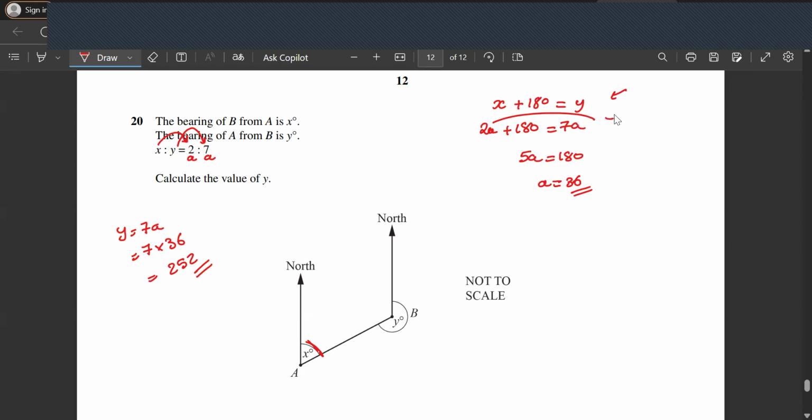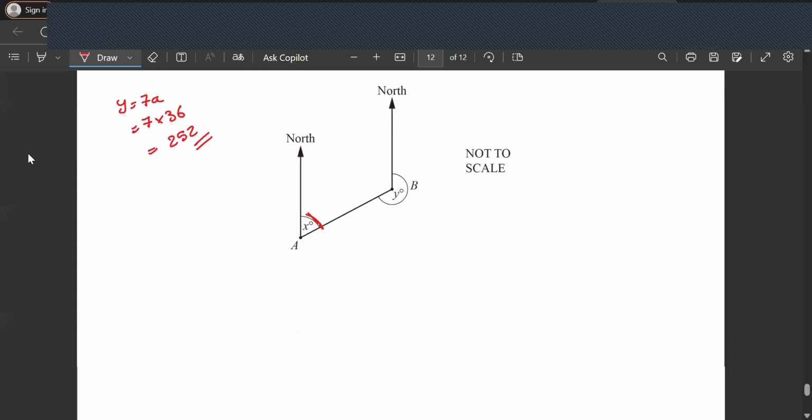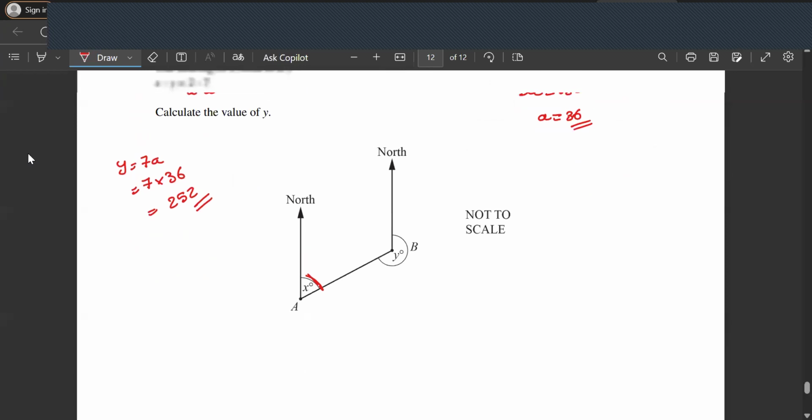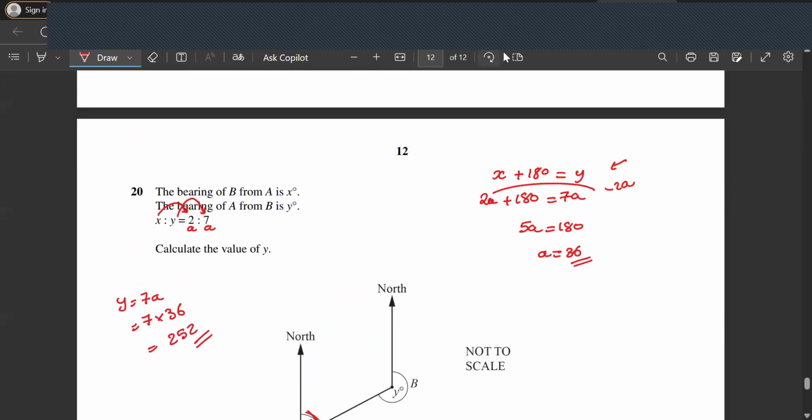Send 2a to the other side by minus. It will be what? It will be 5a equals 180. So a equals 36. If he wants x, multiply 36 by 2. If he wants y, multiply 36 by 7. Any problem? Any problem for now? Students? No problem. Okay.